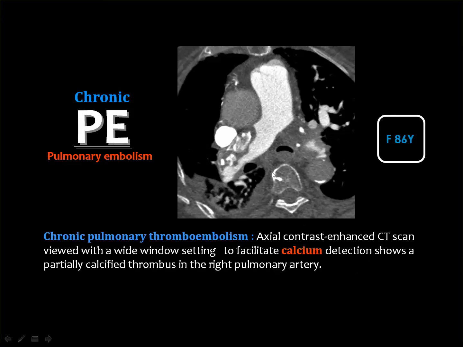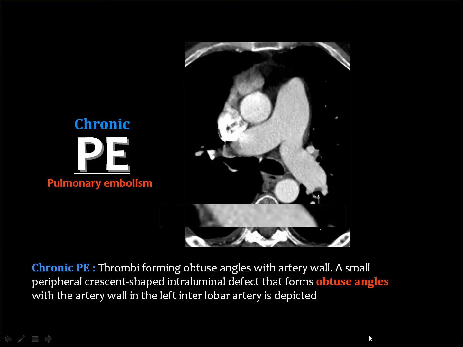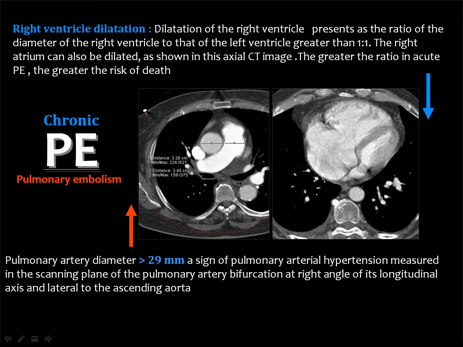This is an example of calcification of the embolus, and the eccentric position of the embolus is also evident here. And this is also one of the signs: you get a discrepancy between the pulmonary vasculature on the right side compared to the left side. These vessels are intact and these vessels are occluded. And this is what we mean by the obtuse angle. Here you get this embolus or thrombus, and if you look at the angle between the arterial wall and the thrombus, you get an obtuse angle.